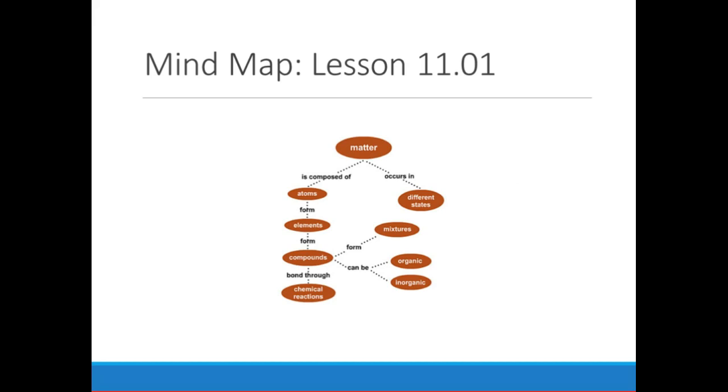So today we're looking at lesson 11.01. We are talking about matter. We're looking at atoms, elements, compounds, chemical reactions. We're looking at different states. We're looking at mixtures, organic and inorganic. So we're going over a lot of information today.